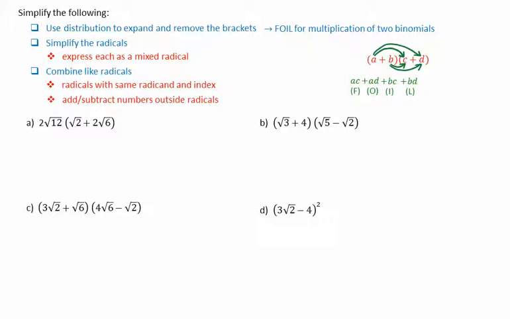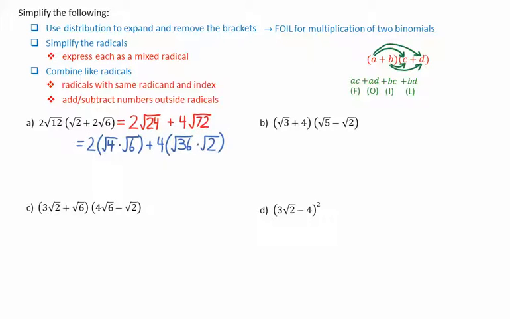For question A, 2 root 12 times (root 2 plus 2 root 6), the 2 root 12 must be multiplied by both terms inside the brackets. This gives 2 times root 24 plus 4 times root 72. We then have to simplify the root 24 and the root 72.